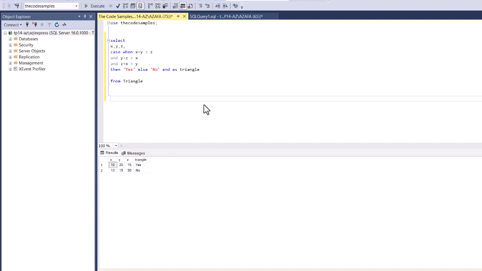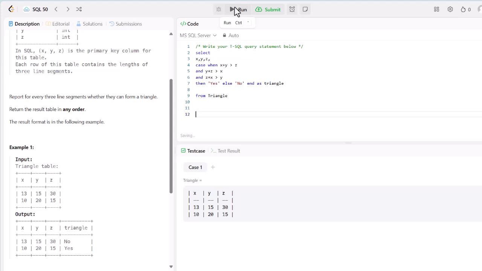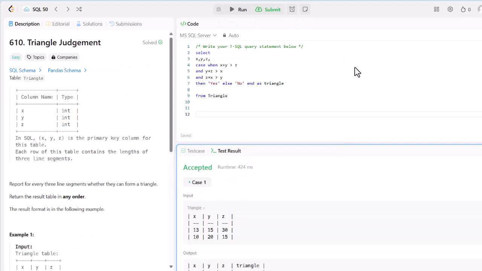So here's our solution. I'm just going to copy this. We are going to come back to our LeetCode. I'm going to paste the solution here. Let's run it now. Ran successfully.